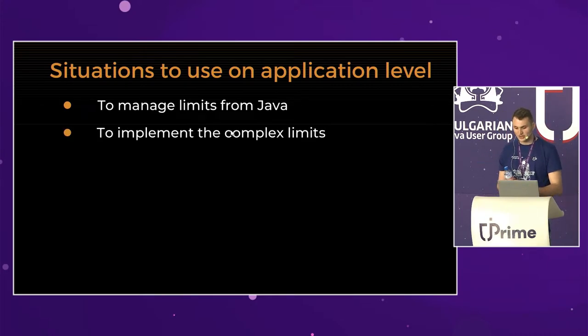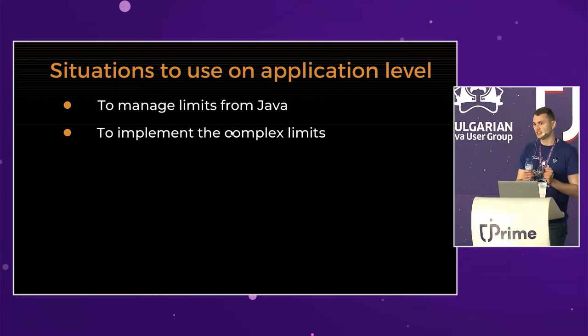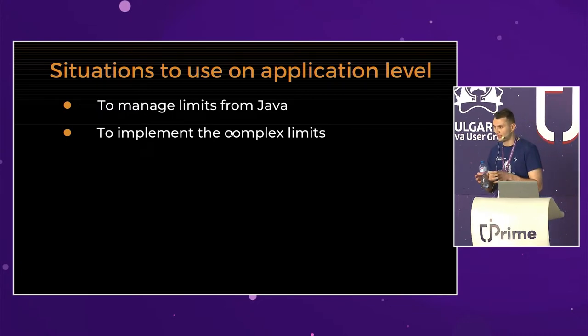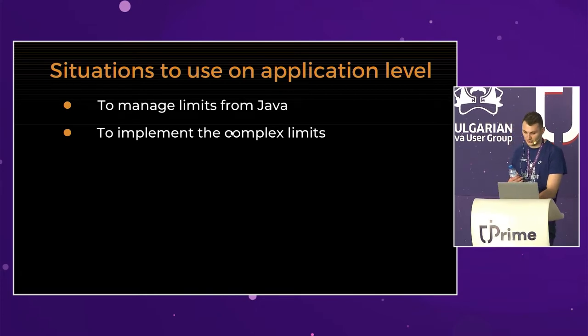The second one is to implement complex limits. For example, we have 3-4 limits per each user and per each endpoint. It sounds like not a complex limit, but it's too hard to implement through the infrastructure level. For example, when you use HAProxy, I've never seen how to implement some coupled things through the infrastructure level. And through Java, it's really easy to implement, we need just a few lines.